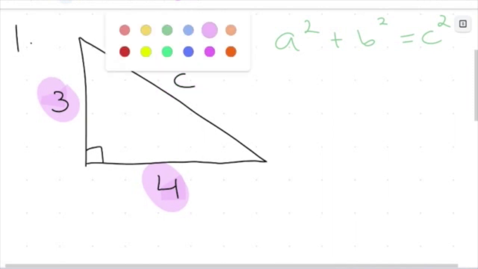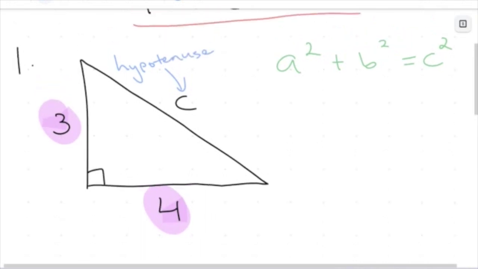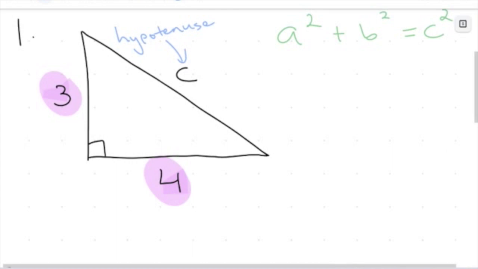Now, it's important to note there's something very special about this side c. This is what we call the hypotenuse, the longest side that opposes my right angle. So I'm going to label that, because it's a pretty important thing to remember, and we can use this information when we sense check our answer. So, hypotenuse, and this is my longest side.